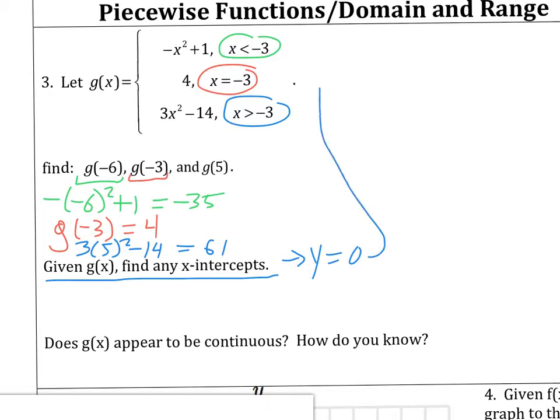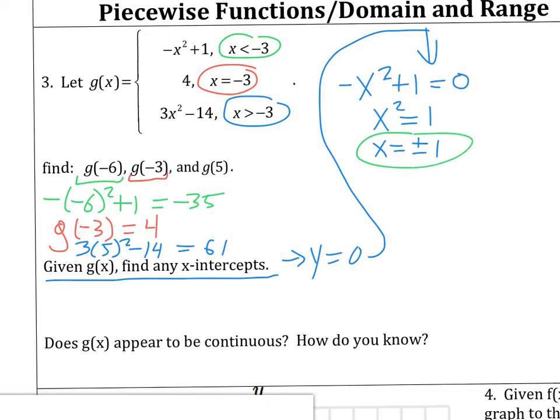So for the first condition, we got negative x squared plus 1 is equal to 0. If I move x squared to the other side, we get x squared is equal to 1, and that means that x is equal to plus or minus 1. But that only happens when x is less than negative 3. Neither of these fit that bill, so this part doesn't work. The weird thing here is we're going to end up with things that may or may not work based on the conditions that are in the problem.